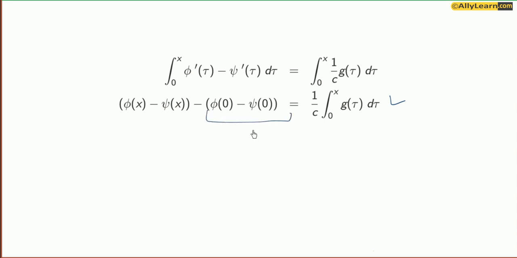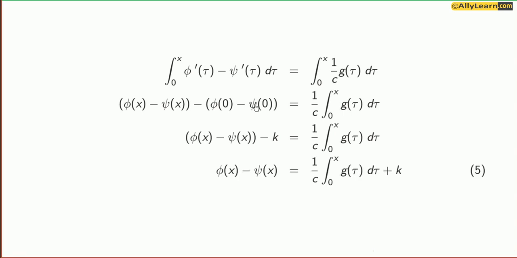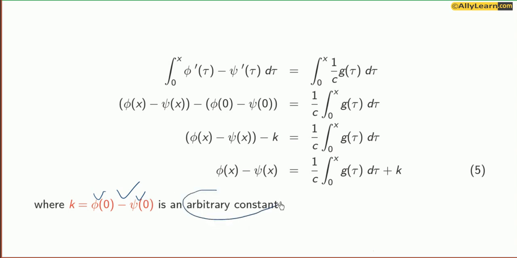Next, we will be denoting this expression phi of 0 minus psi of 0 with k. So we have this expression. Next, take k on the other side, we get this expression. And here, what is my k? K is phi of 0 minus psi of 0. And since phi and psi are arbitrary functions, this k will be an arbitrary constant. Now friends, just remember this value of k as phi of 0 minus psi of 0, as we'll be needing this value afterwards. So friends, we have obtained two expressions using the condition for initial displacement and initial velocity.